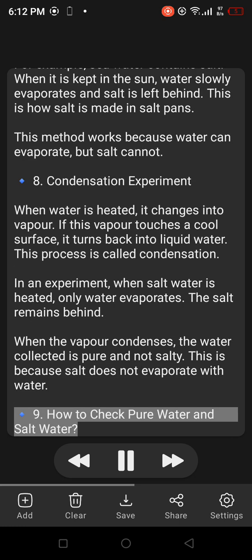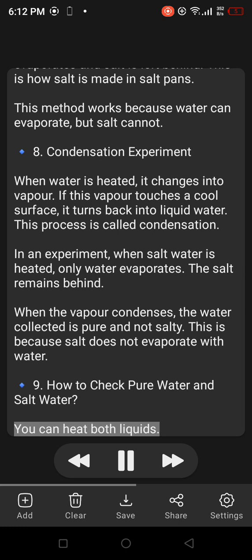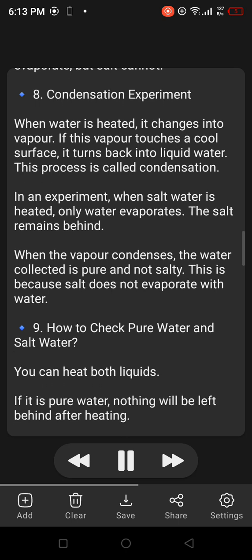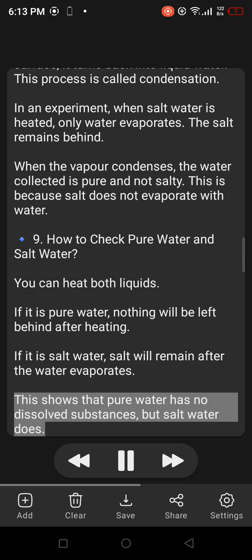9. How to check pure water and salt water. You can heat both liquids. If it is pure water, nothing will be left behind after heating. If it is salt water, salt will remain after the water evaporates. This shows that pure water has no dissolved substances, but salt water does.